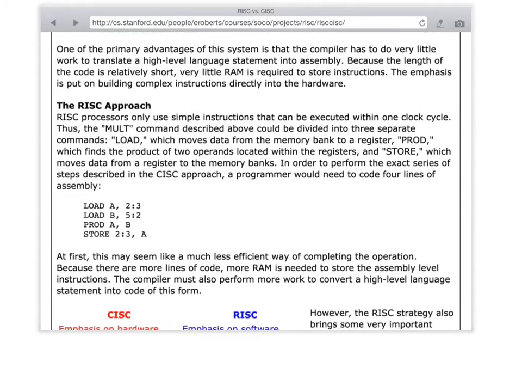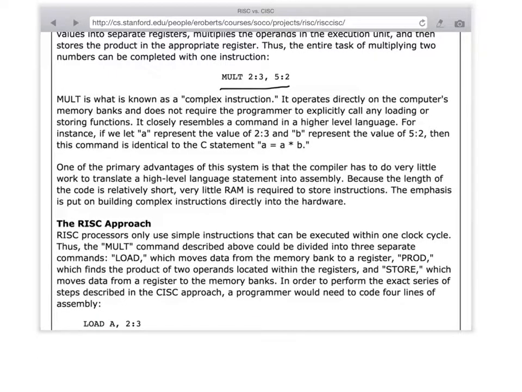RISC, on the other hand, uses simple instructions, and they can all be executed in one clock cycle. A CISC instruction could take multiple clock cycles. It can take variable clock cycles. Different instructions take different amounts of clock cycles. RISC, you know that every instruction is one clock cycle. That enables pipelining, which we'll also talk about later in the semester. So here, the multiply command is actually 4 separate commands.